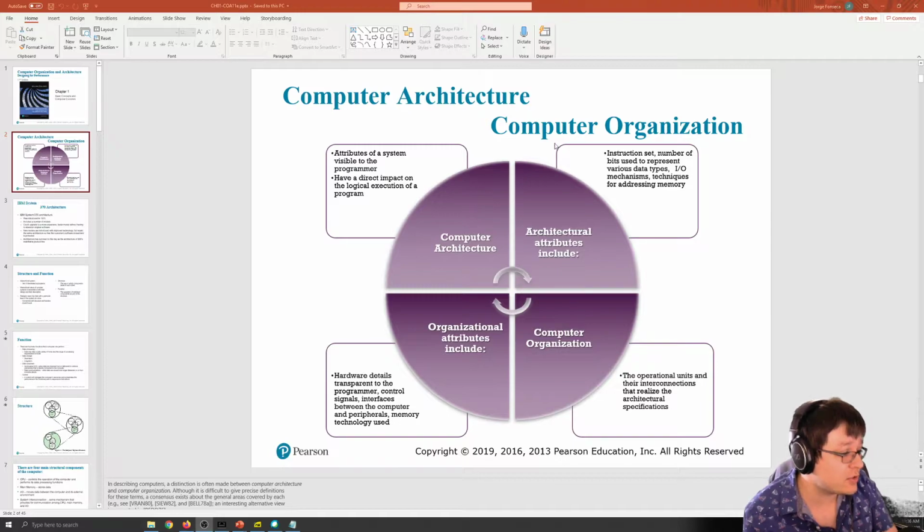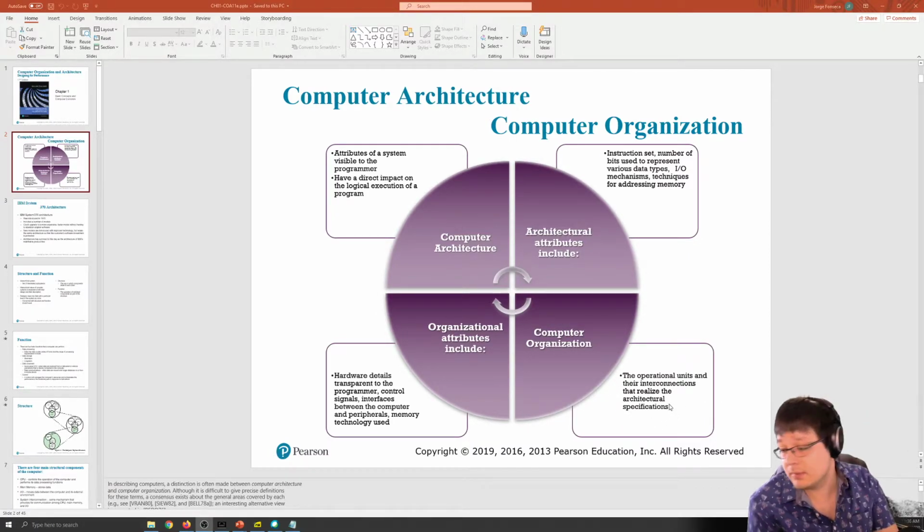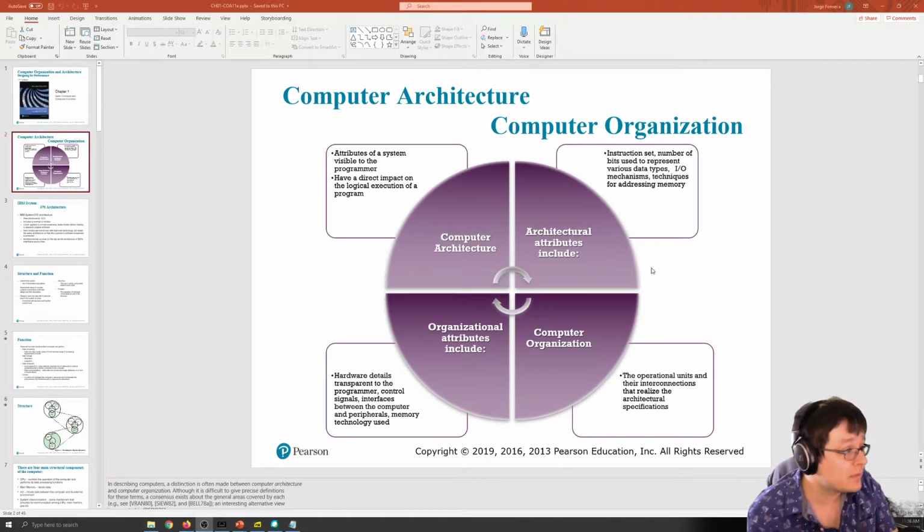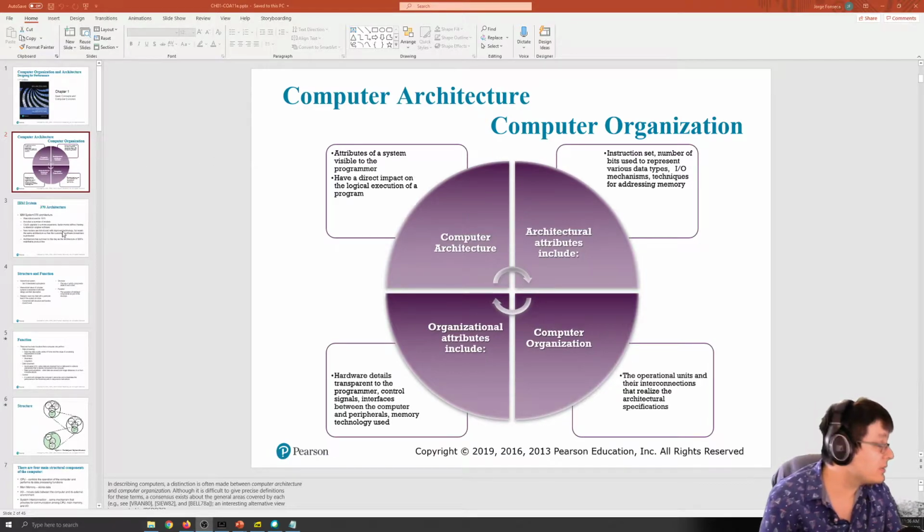As for the organization side, when they say the operational units and their interconnections, don't worry too much about what that means until we actually talk more about that, I guess, in 1.2. Yeah, I think that's good for that.